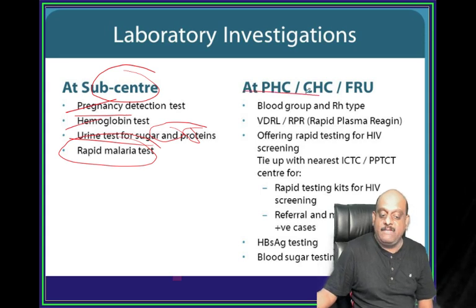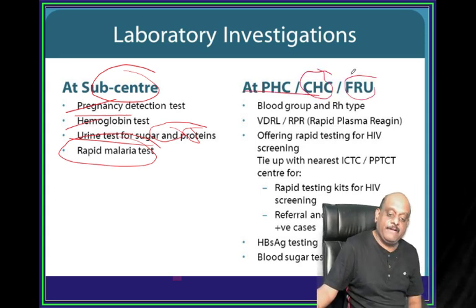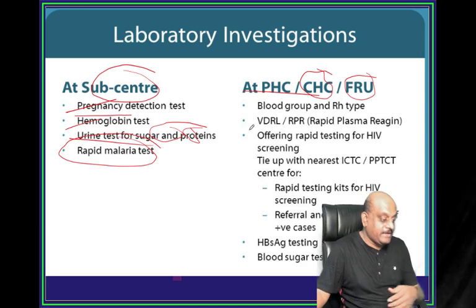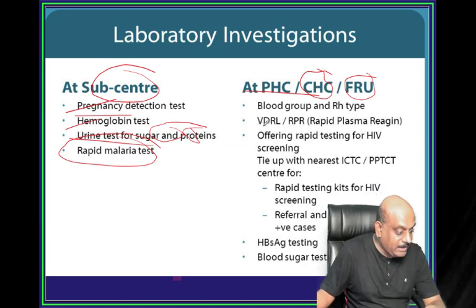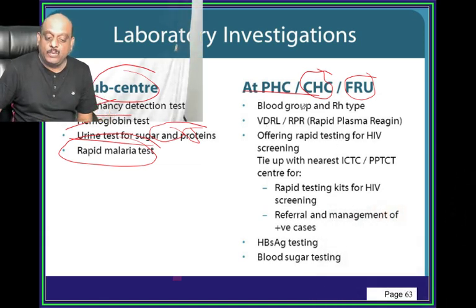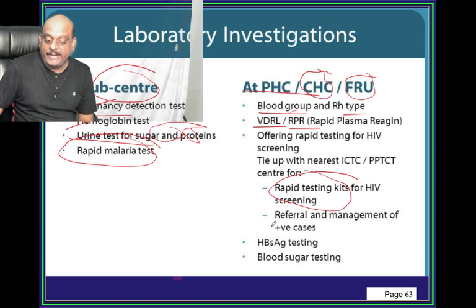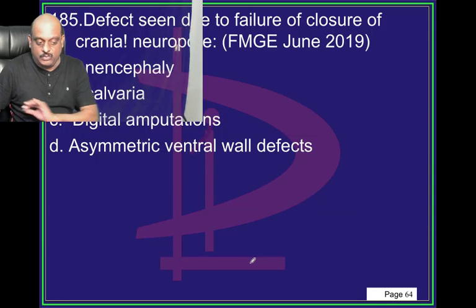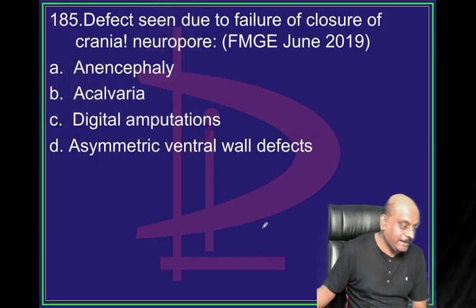At PHC level, CHC level, first referral unit level, what all is available, doctor? You should remember, beta HCG kit is there. Nagareddy sir is also confirming. So, blood group, Rh type, VDRL, RPR, then rapid test for HIV screening, HBsAg testing, blood sugar testing, they're all available at PHC, CHC, FRU is what you need to remember.